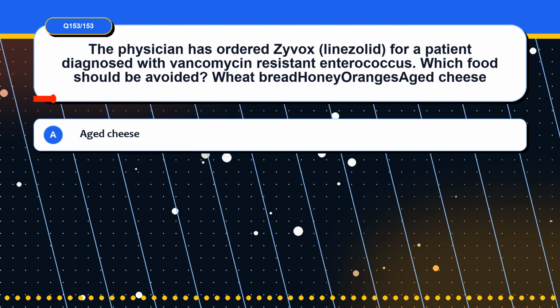Question 153. The physician has ordered Zyvox (linezolid) for a patient diagnosed with vancomycin-resistant enterococcus. Which food should be avoided? Wheat bread, honey, oranges, aged cheese. Here are the options. Option A. Aged cheese.